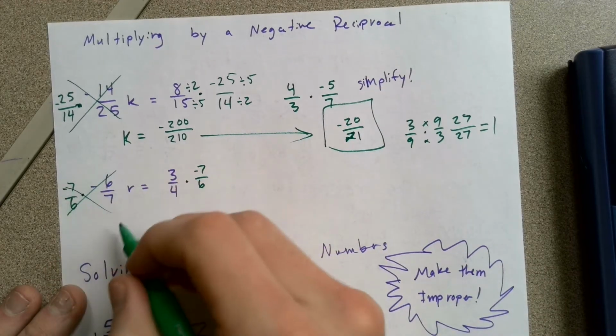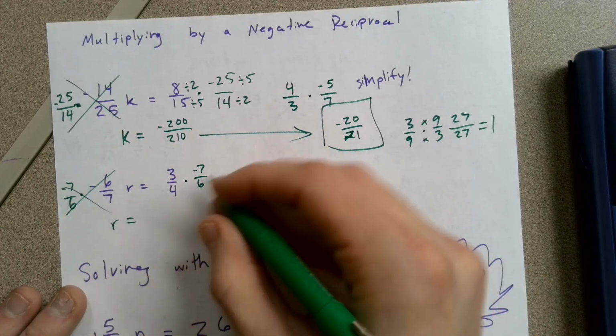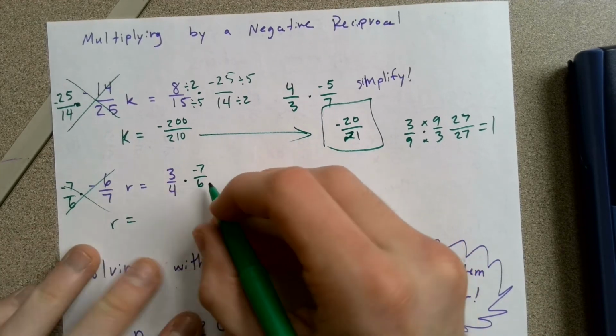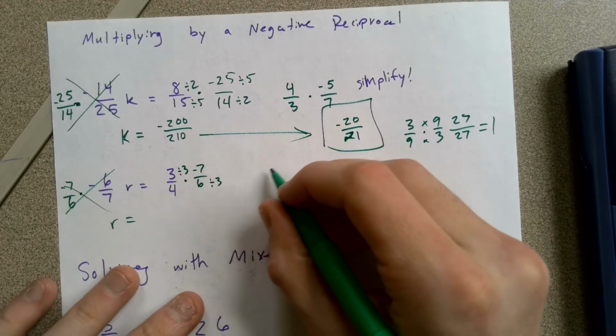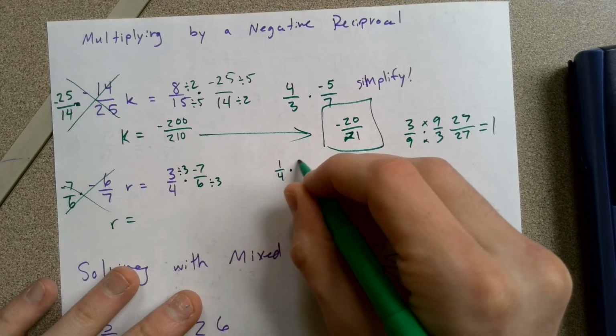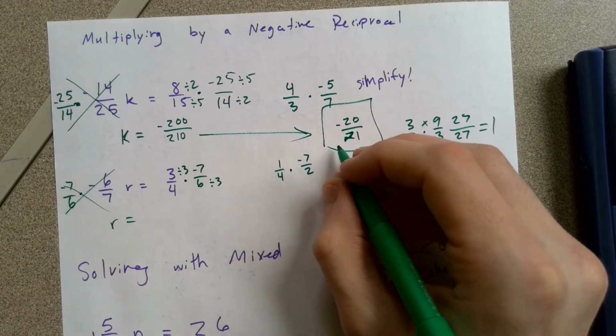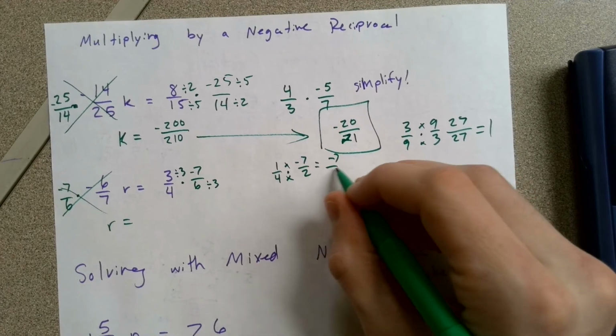These are going to cancel each other out, leaving us with R over here and over here. Let's see if we have any commons. I see this can be divided by 3, and this can be divided by 3. That would bring me to 1 over 4 times negative 7 over 2. That's going to leave behind negative 7. Multiply tops, multiply bottoms over 8.